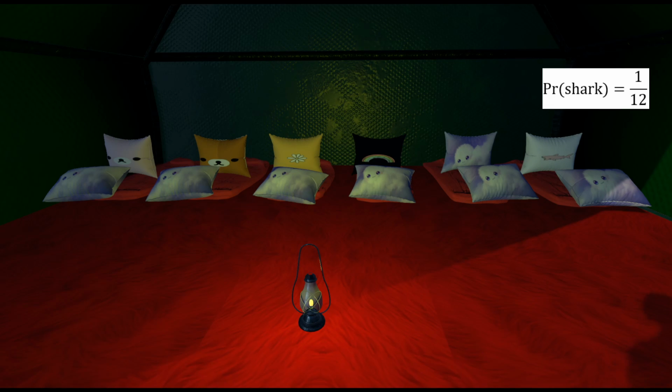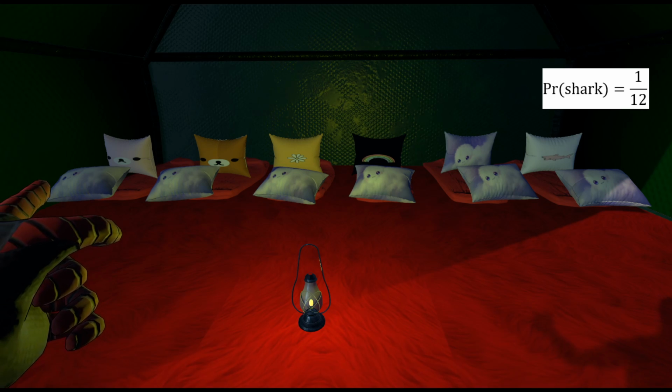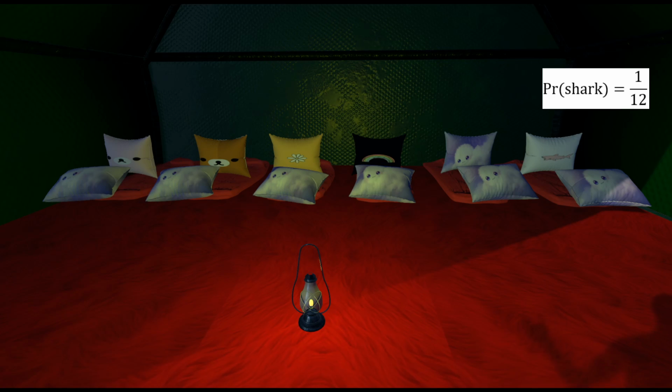Let's do one more. What's the probability of picking a bear face pillow? Well, you can see we have 1, 2 bear face pillows. So the probability of picking a bear face pillow would be 2 out of 12. Now if we have a look at that fraction, 2 over 12, there's a common factor there.